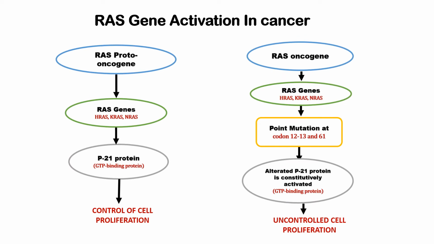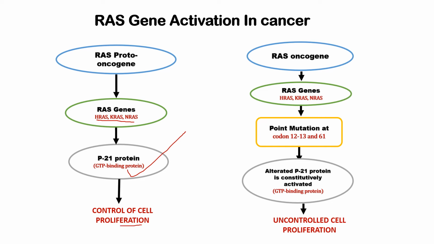The next is RAS gene activation in cancer. RAS means rat sarcoma virus. It is a family of genes that make proteins involved in cell signaling pathways that control cell growth and cell death. So here let's try to understand the function of these RAS proteins in normal cells and in cancerous cells. In normal cells, these RAS genes such as HRAS, KRAS, NRAS encode the GTP-binding P21 protein that will switch the cell division on or off. Means the cell will undergo controlled proliferation.